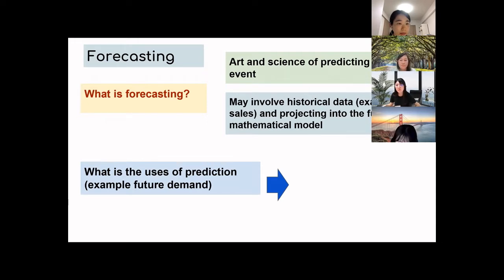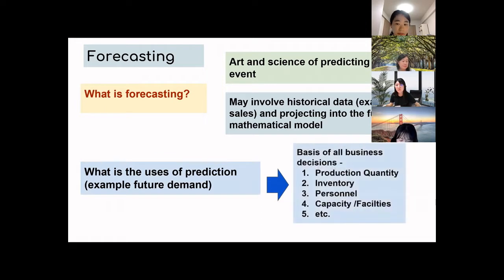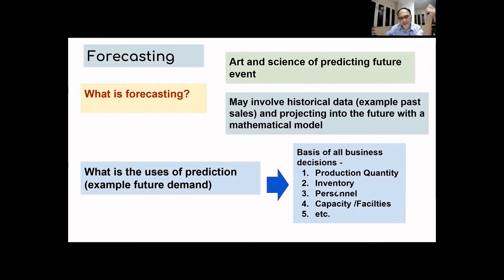So they can predict. But in production, for example, the onigiri production, it's the basis of all business decisions. A lot of business decisions are based on forecasting value: production quantity, inventory, how much to keep, how many people to work, how many people in one shift, and then capacity. There are time frames, so after this we'll talk about time frames. So there are many uses of this forecasting.